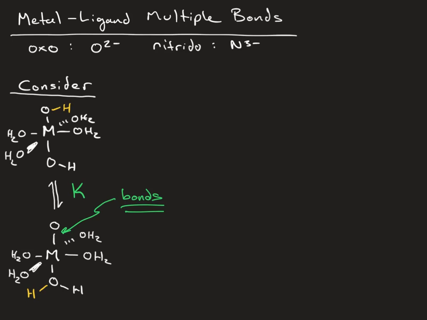If that was a carbon and not a metal center, then you would put a double bond between the carbon and the oxygen. So we're going to ask ourselves, how many bonds should there be between that oxygen and the metal? And the answer to both of these questions is, it depends.